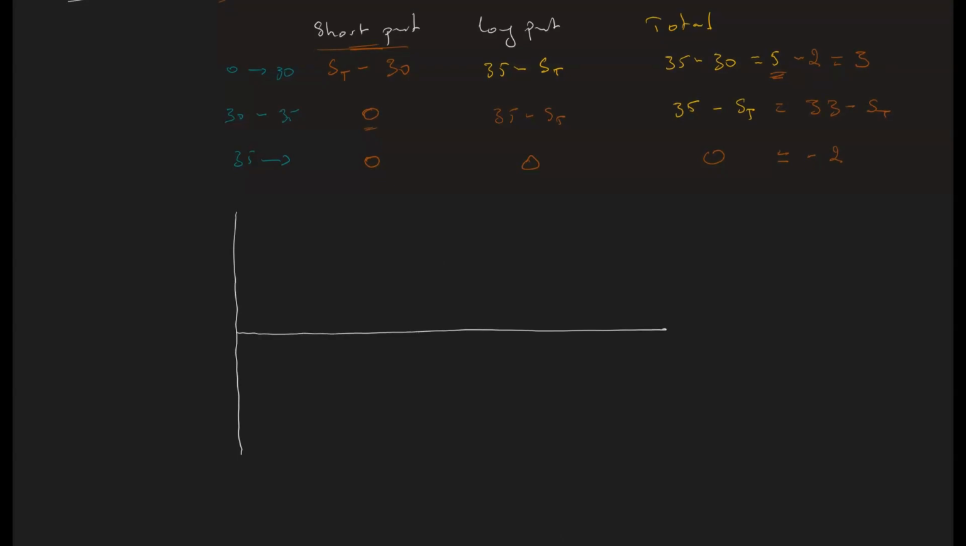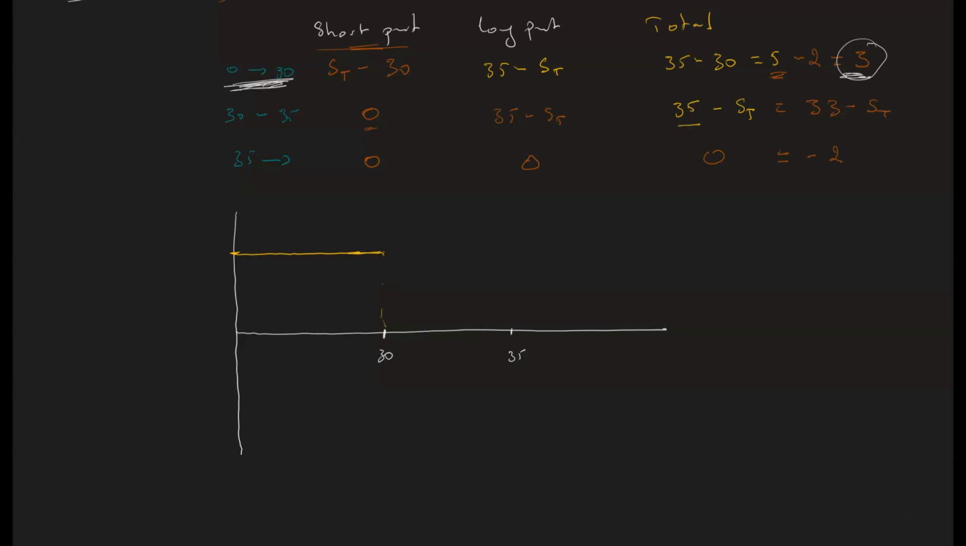We're going to have our $30 here, so that's 30. That is going to be 35. Now, between 0 and 30, our outcome is always going to be equal to $3. And so we're going to be at $3 no matter what. So we're going to be flat $3 all the way to the point where we reach 30. So that's going to be $3.